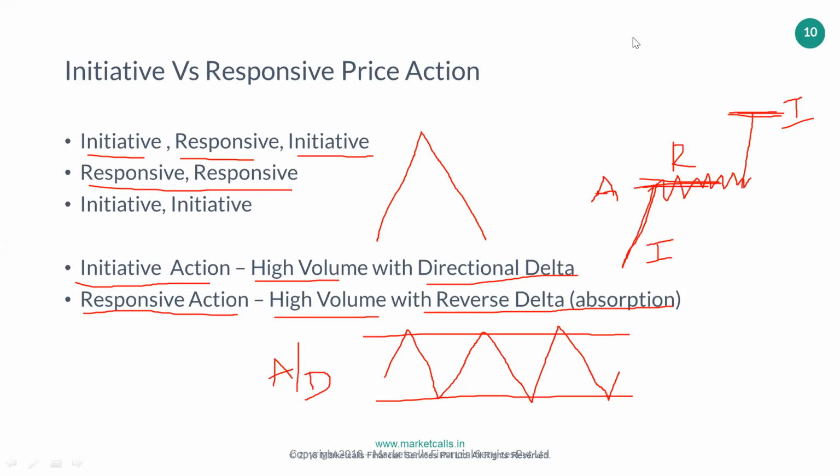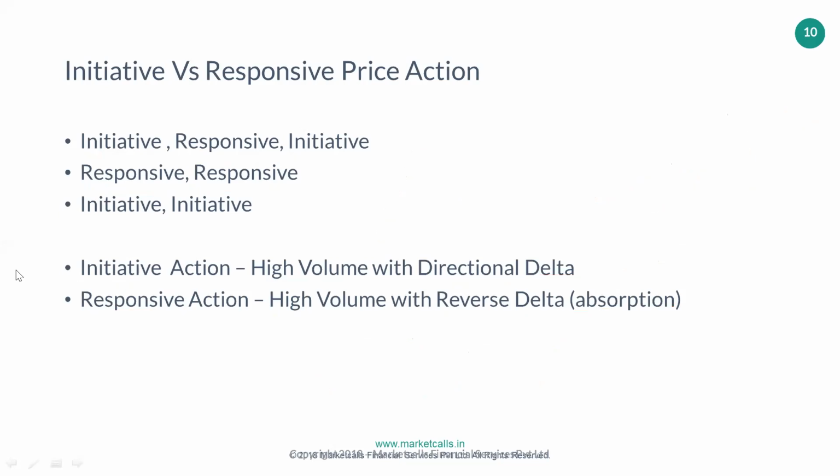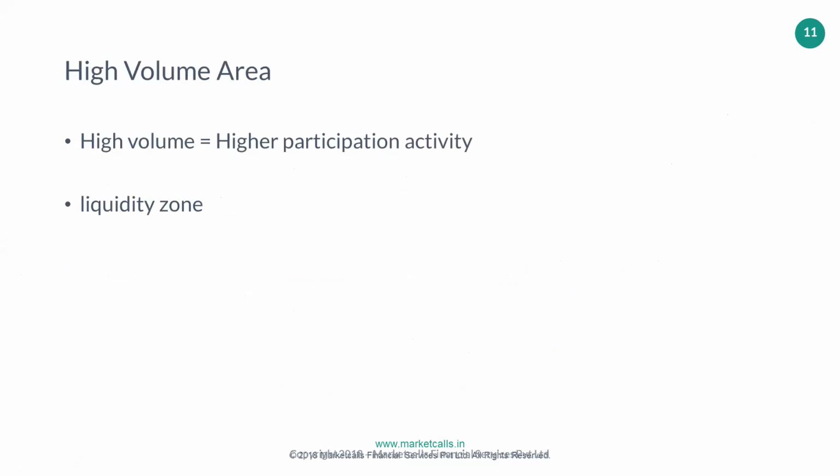So now moving to the slide. These are the 3 activities you're always going to see in the markets, right? The market always moves from initiative to responsive, and the change from responsive to initiative is what most of the strategies are built on. And coming to the high volume area, right?